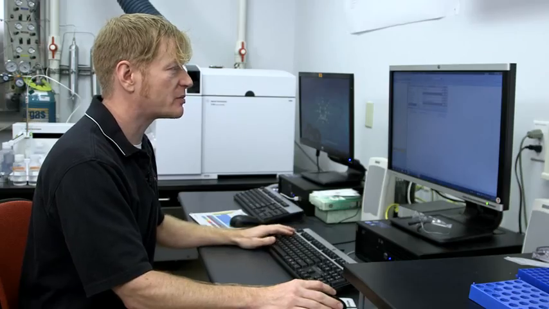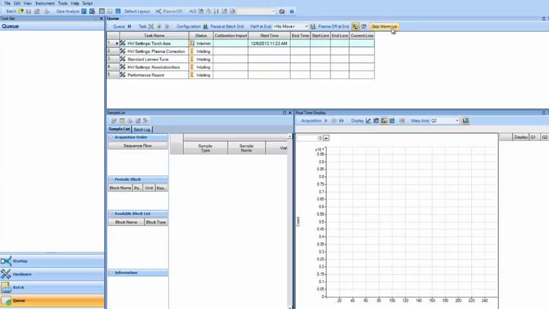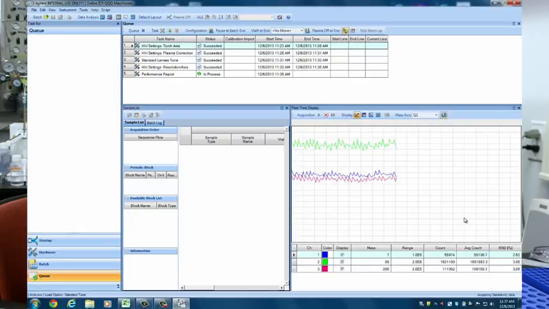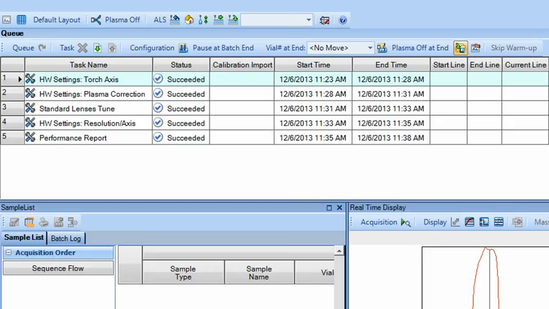So now we will turn the plasma on and go through the startup protocol. The first option is the torch axis position, which is the horizontal and vertical torch positions. In the startup, we're analyzing mass 7, mass 89, and mass 205 for our best torch position and highest sensitivity. As you can see, the startup protocol has succeeded for all the parameters that we had selected.